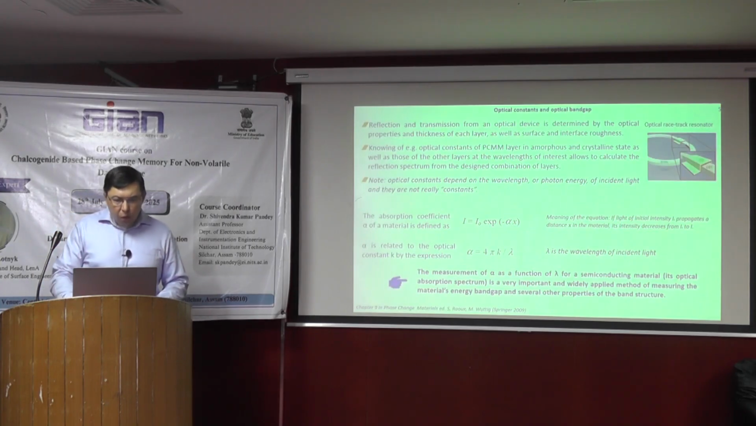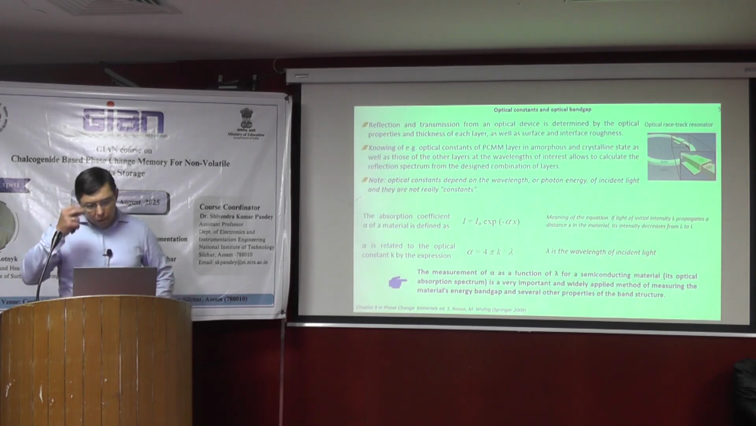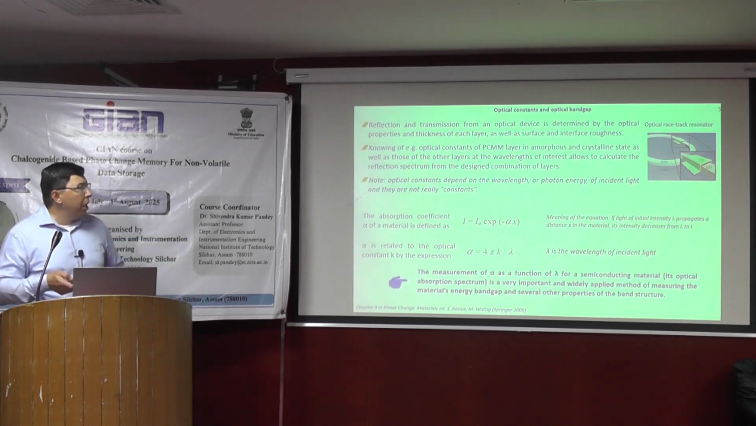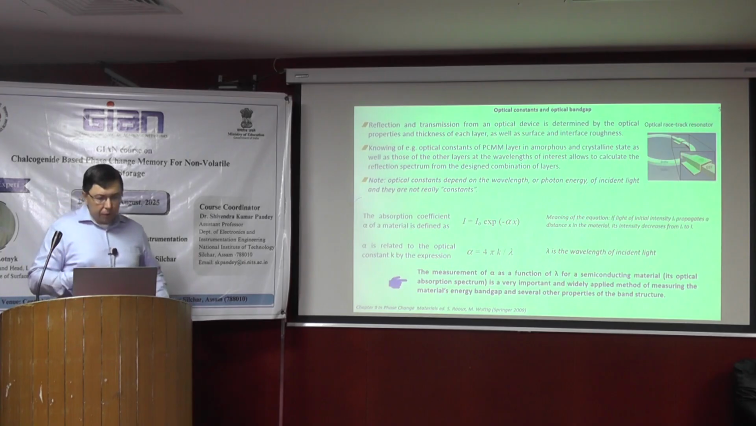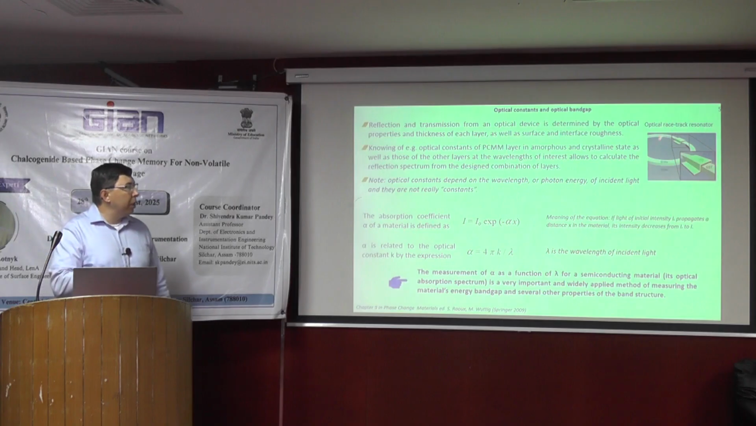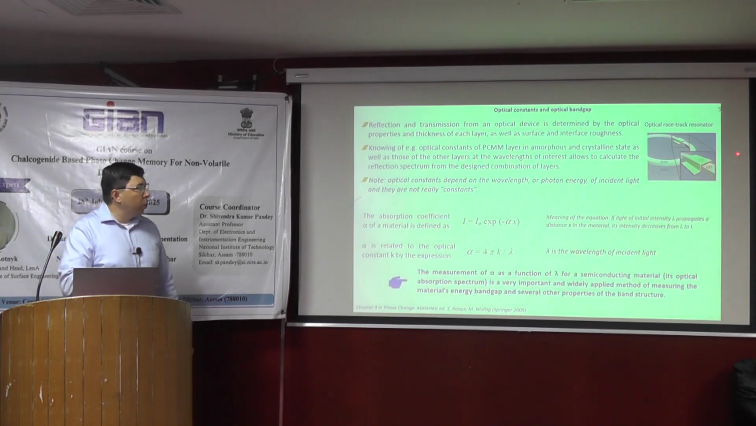So now first let us consider the optical constants and optical band gap. If you want to construct an optical device, we need to know the optical properties of each layer. Like here in this optical race track, we have an optical waveguide based on silicon nitride, and it consists of a stack of GST and ITO layers on top.